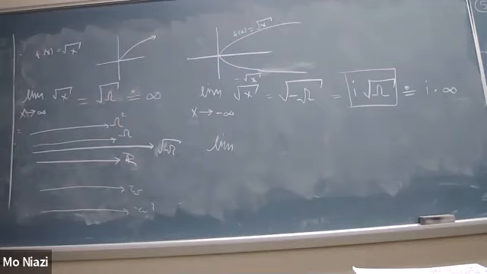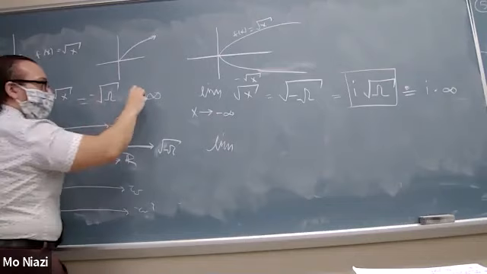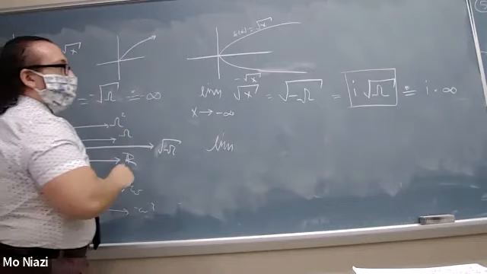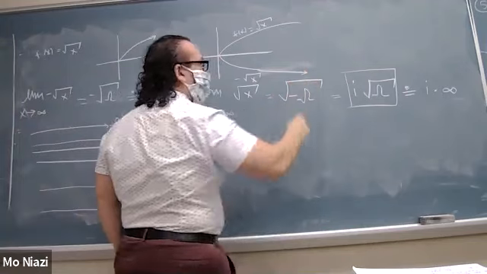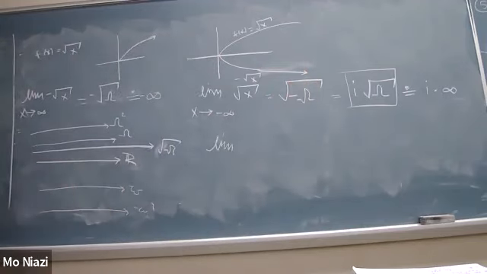Now I could have had negative square root of x right here. All of our answers would have just had a negative on it. So notice that this approaches negative infinity as x approaches positive infinity.